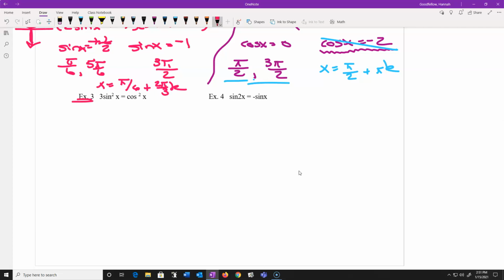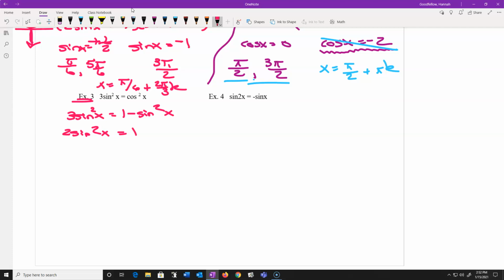Now, in number 3, we're definitely dealing with a sine squared or a cosine squared. And at first glance here, it really does not matter which one of these you change to match the other. I'm going to change the cosine squared to start out with. 3 sine squared x is equal to 1 minus sine squared x. And if I subtracted, I'd end up with 3 sine x. No, not 3 sine x, 2 sine x. 2 sine squared x, excuse me. 2 sine squared x would be equal to 1.